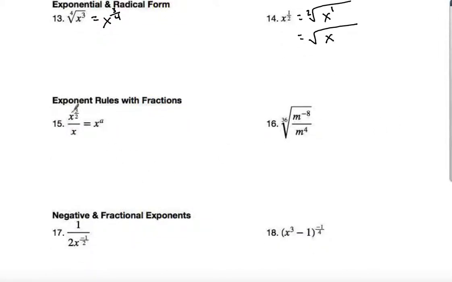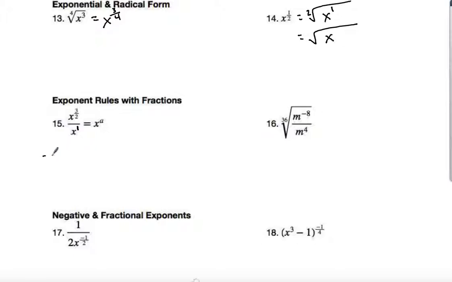And number 15, we're working with exponent rules and fractions. So what you're going to do is take something that looks like x to the 3 over 2 and divide it by x. Now, remember that if I have stuff on the top and the bottom that have the same base, I'm going to subtract those exponents. The exponent on this x is a 1. However, I have a fraction minus a whole number.